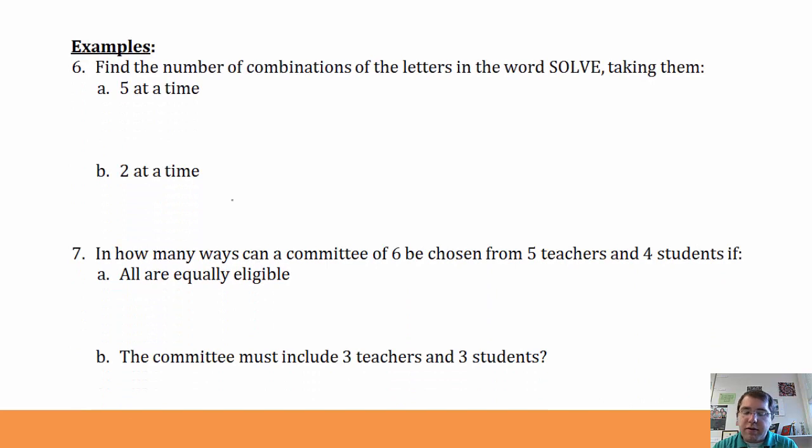So let's find the number of combinations of the letters of the word solve, taking them 5 at a time. I've got 5 letters in the word solve. I'm going to group them 5 at a time. How many groups can I make? Well, I can only make one group, a group consisting of S, O, L, V, and E. Since the order doesn't matter, I've only got one group that contains those 5 letters. So there is one combination.